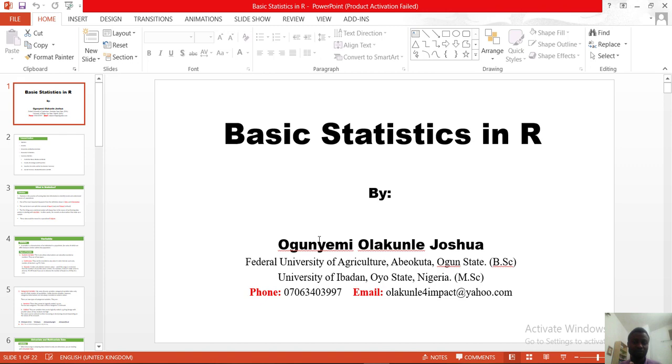And this material was prepared in one of the trainings I went for at the Federal University of Agriculture, Abeokuta in Ogun State. And this same material was also used when I went for the training at the Federal University of Technology, Akure. All this happened shortly after my master's program at the University of Ibadan, Nigeria.